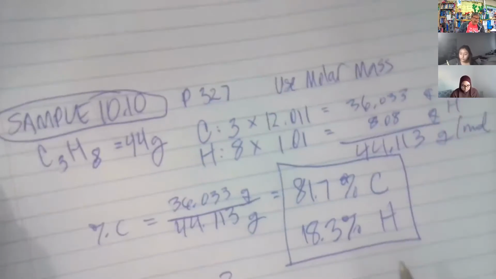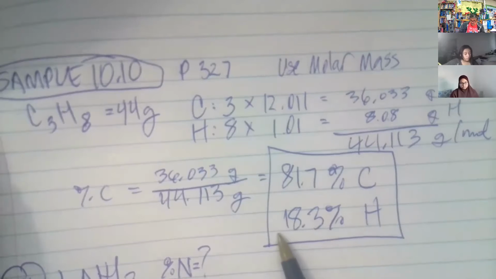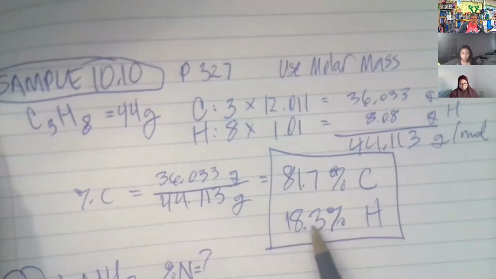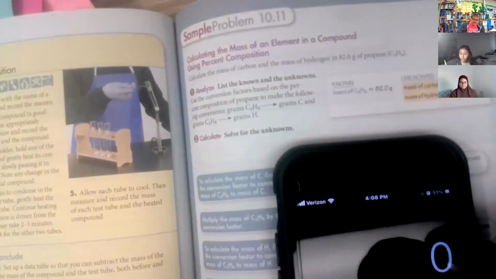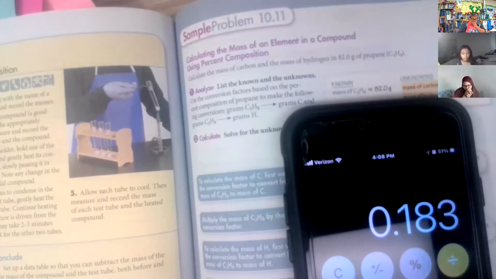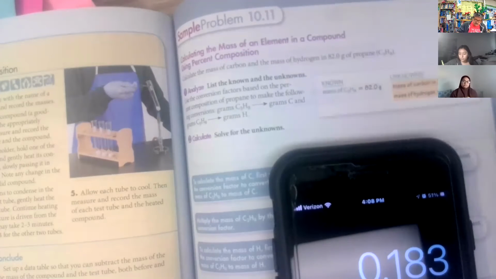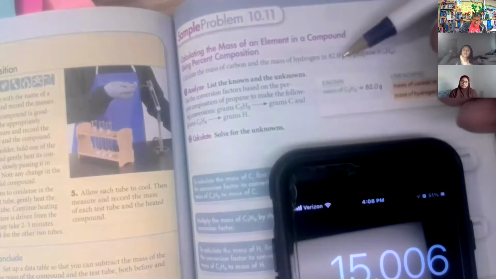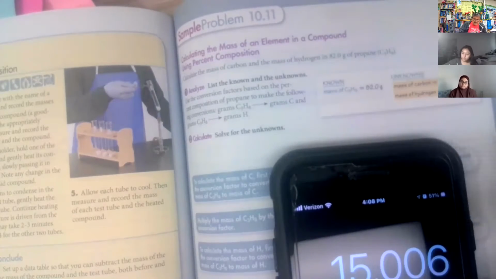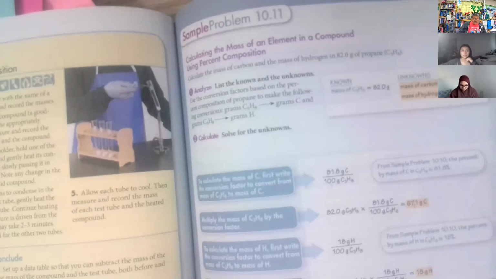Same thing here. In sample 10.10, you have 18.3, so we're going to move that back over and get 0.183. We're going to take 0.183 and multiply that times the total mass, which is 82. We'll get 15.006. 3 sig figs makes it 15.0. So that's how we got 15.0 there. All right, that's how you do it in the sample problem.